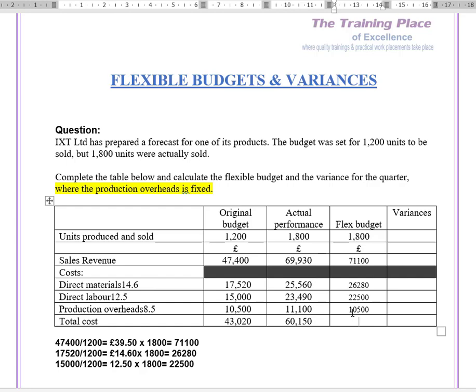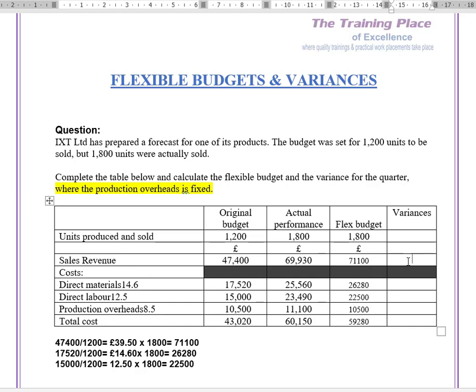Total cost will be the addition of your costs. So 26,280 plus 22,500 plus 10,500. And that leaves me the flex budget completed. Then we talk about the variances.